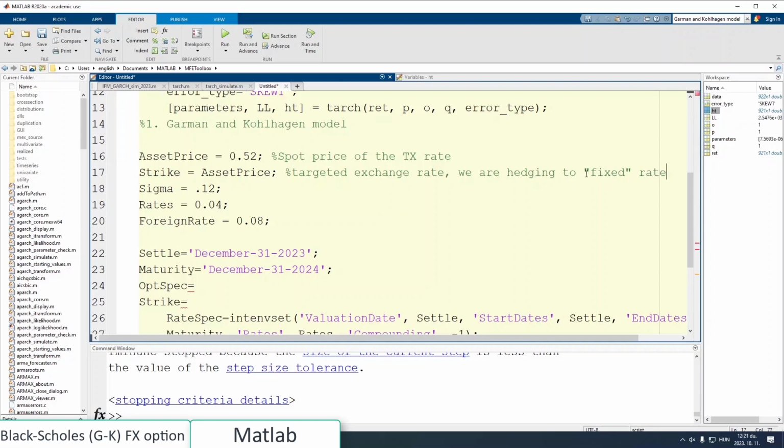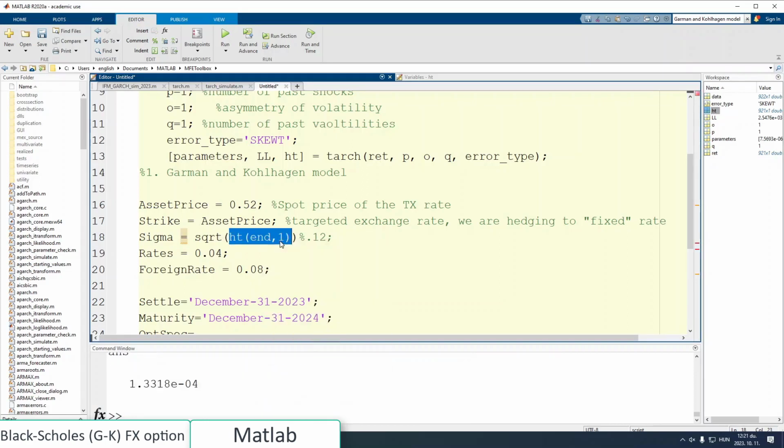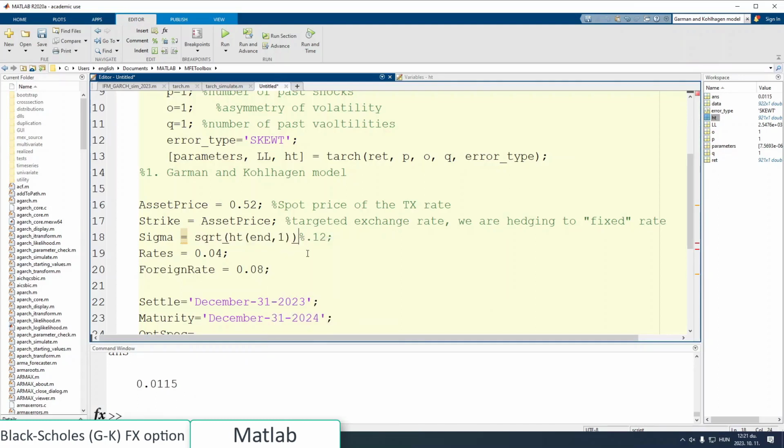So we are just behaving like it would be fixed. Sigma should come from the square root of the volatility and obviously the last measured data. What is the last measured data? This one. So this is the square root, so variation.